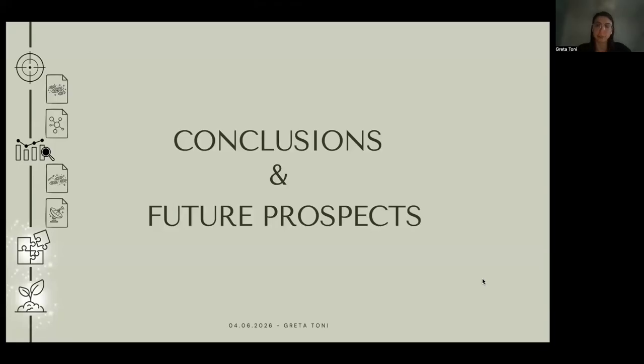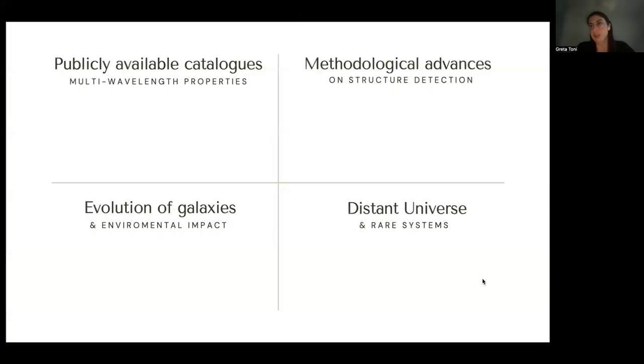Okay, so as I go through the conclusion, summarizing what we have talked about today, I will also quickly highlight some future research directions. So I like to divide my recent research work into four main areas.